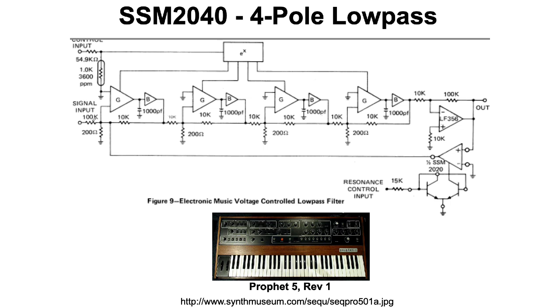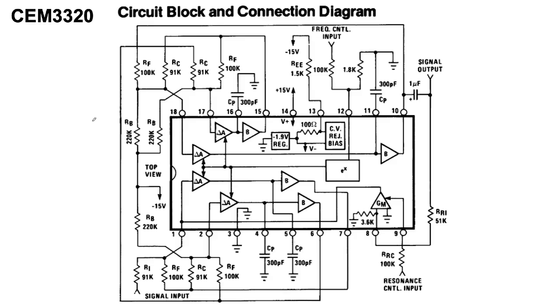So unfortunately, the SSM2040 apparently had some reliability issues, or at least reliability issues the way it was used in the Prophet 5. So later revisions, the revisions 2 and 3, went to the CEM3320 integrated circuit, the 3320. Now, this looks like an unholy mess just because the schematic is written in terms of the native pinout of the 3320. If you take this schematic and you unravel it, then you get something that makes sense.